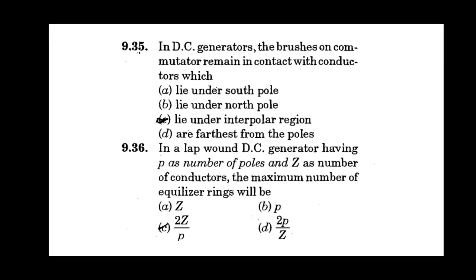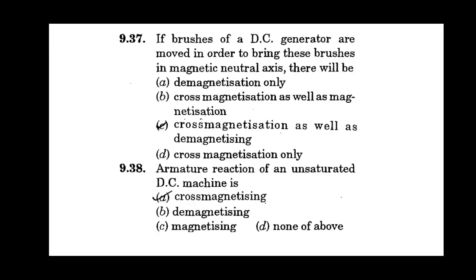In a lap-wound DC generator, having P as the number of poles and Z as the number of conductors, the maximum number of equalizer rings will be 2Z over P. If brushes of a DC generator are moved in order to bring them to the magnetic neutral axis, there will be cross magnetization as well as demagnetization. Armature reaction of an unsaturated DC machine is cross magnetizing.